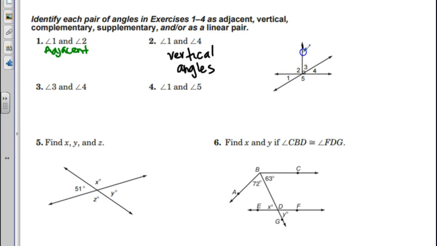Angles 3 and 4. So there's angle 3. Let me get a different color. Angle 3 and angle 4. All right, so also, I don't know if you saw, but there's a little mark down here in the corner. That little mark means 90 degrees. So angle 3 and angle 4 are adjacent angles. They have a common side. You can back up the video if you need to see the two different colors. And they add to be 90 degrees, which makes them complementary.